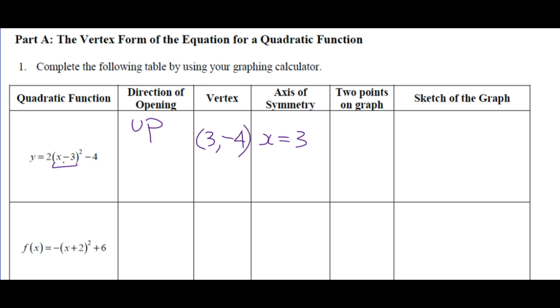2 points on the graph. So if we want to get 2 points on the graph, we can let x equal 0. We can just say, all right, what's the y-intercept? Okay, now in this case, the y-intercept is not negative 4, right?